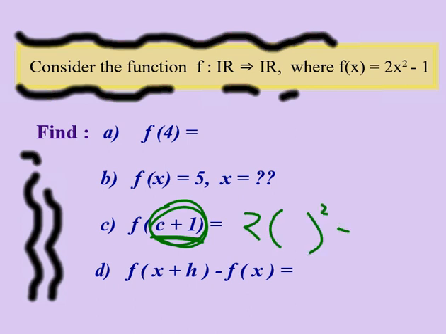Skeleton form. Drop in c plus 1. Can I just leave it that way? No, you have to actually multiply it all the way out. And you have to do it in the right order and everything. Go ahead and do that. And let's see what you get.